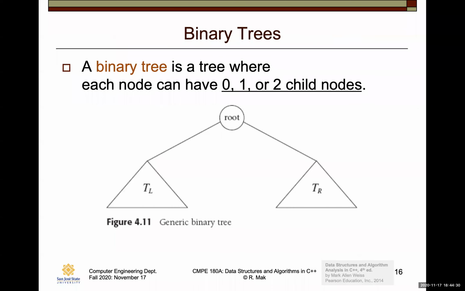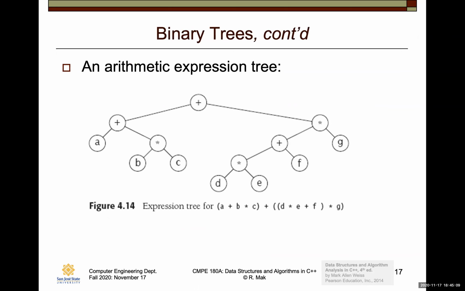All right, so I gave you some information about trees in general, but the most important trees in computer science are binary trees. Each node of a binary tree can have 0 children, which means it's a leaf node, or 1 or 2 children, at most 2. So here's a generic binary tree. We've got the root, and it has 2 children, and each of these subtrees is itself a binary tree. So here is an example of a binary tree.